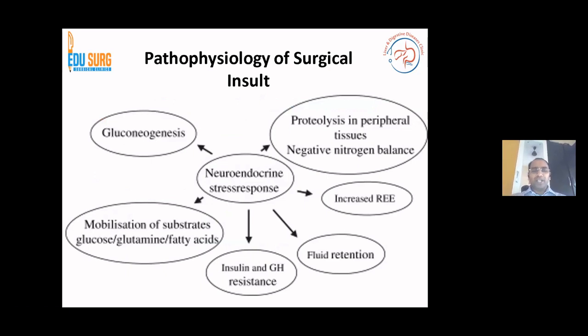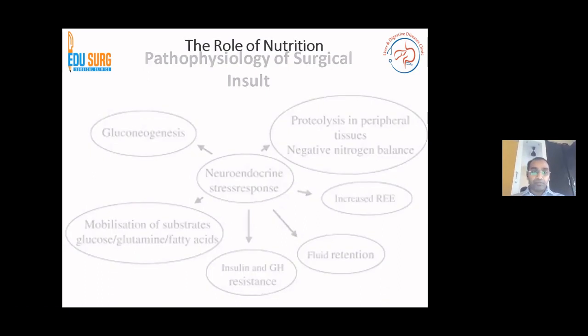So a neuroendocrine stress response is categorized by all of these things. There is increased resting energy expenditure, there is proteolysis, there is negative nitrogen balance, there is fluid retention, there is mobilization of glucose from all parts of the body, like gluconeogenesis. So this is how the body will respond to a surgical stress: okay, you've asked me to do something, fine, let me do something much more than is required.